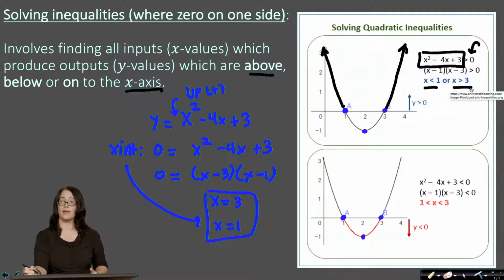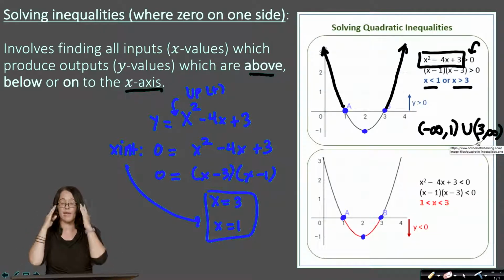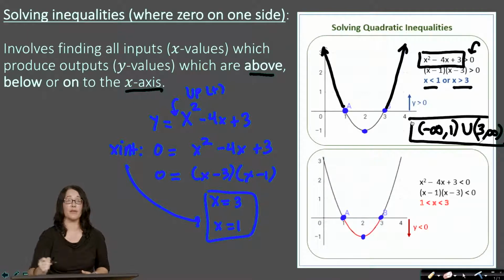Now, how would we write that in interval notation? Negative infinity, that's right, until 1. We'd use parentheses since we're not including the actual x-intercept because that would equal 0, not be greater than 0. Or values which are bigger than 3, so 3 toward infinity. Again, parentheses because we don't want to be on the x-axis but above it. So that would be our solution for the inequality being greater than 0.